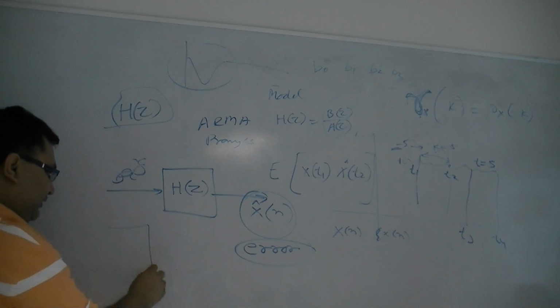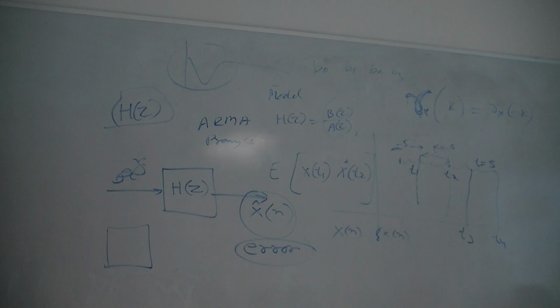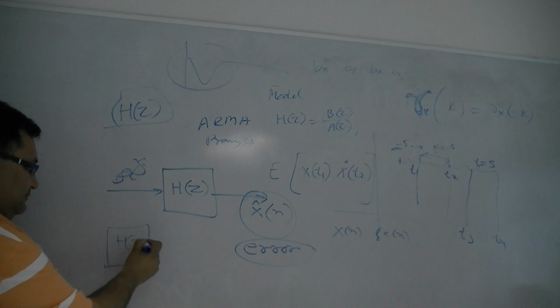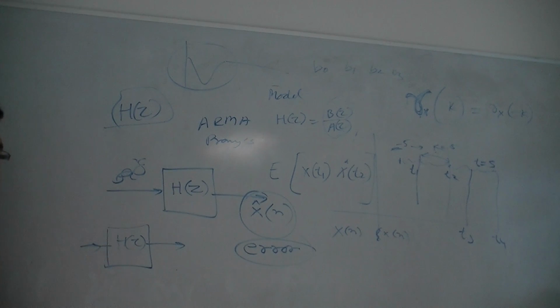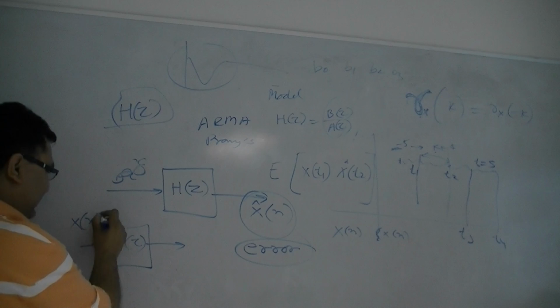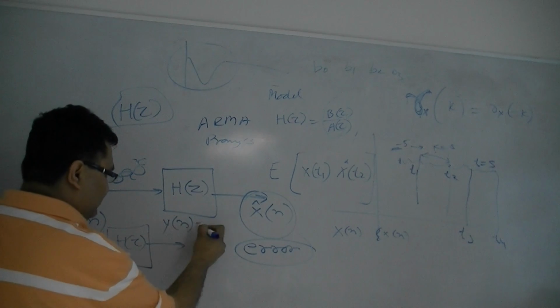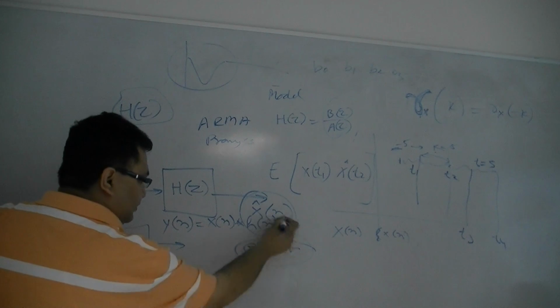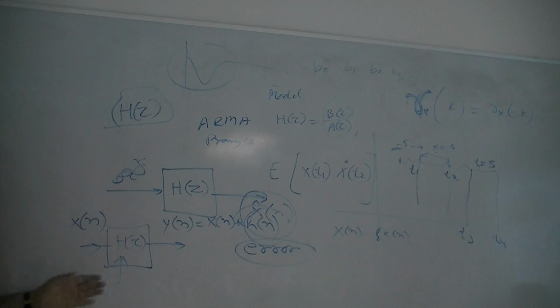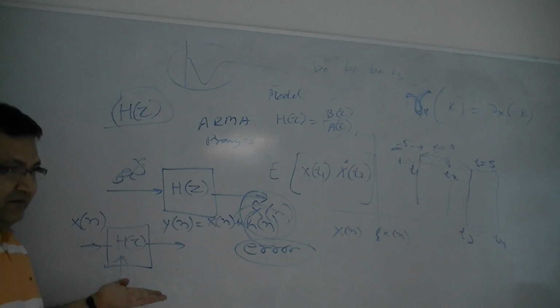Whenever you have a system, how do you define a system? By the impulse response. In control systems, if you remember, any system we define in terms of the Z transform. If the input is x(n), the output y(n) is x(n) convolved with h(n). So you need the impulse response or the Z transform of the impulse response. That's what I'm trying to find out at the initial level.